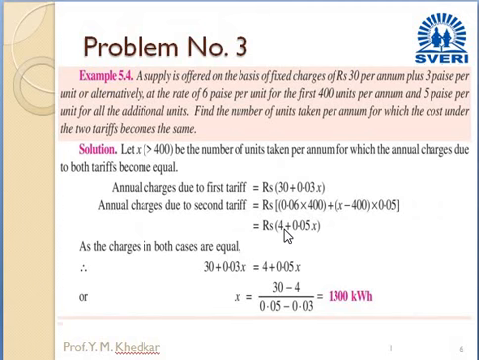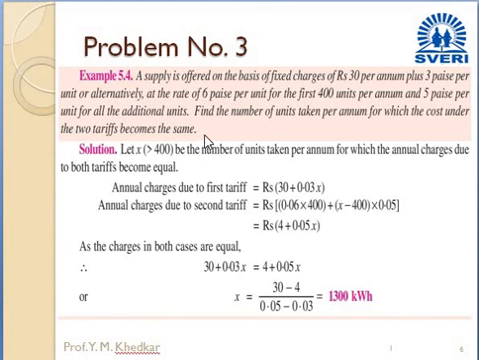Problem number 3. A supply is offered on the basis of fixed charges of rupees 30 per annum plus 3 paise per unit, or alternatively at the rate of 6 paise per unit for the first 400 units per annum and 5 paise per unit for all the additional units. Find the number of units taken per annum for which the cost under the two tariffs becomes the same.